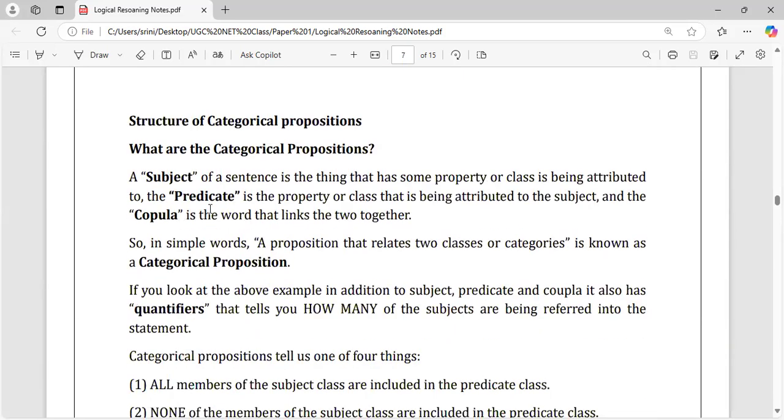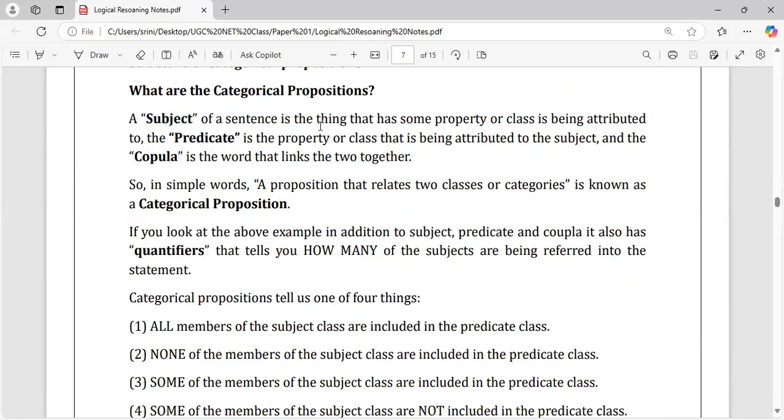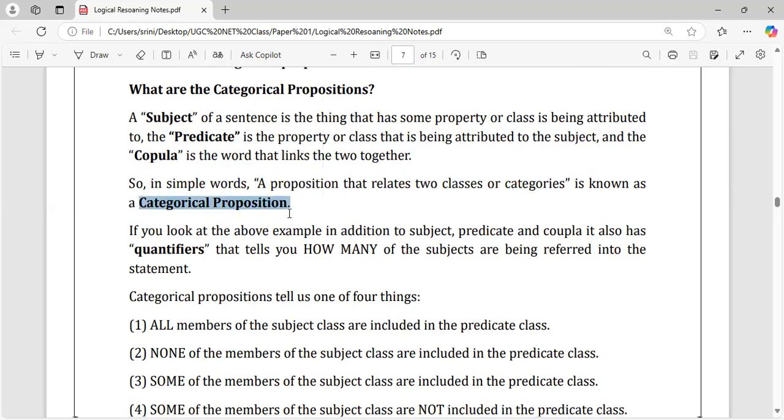Now we have seen the major term, middle term, and minor term in Indian logic. Now we need to understand them through categorical propositions. The subject of a sentence is the thing to which some property or class is being attributed. The predicate is the property or class that is being attributed to the subject, and the copula is the word that links the two together. So major term, subject; middle term, copula; minor term, predicate. In simple words, a proposition that relates two classes or categories is known as a categorical proposition.